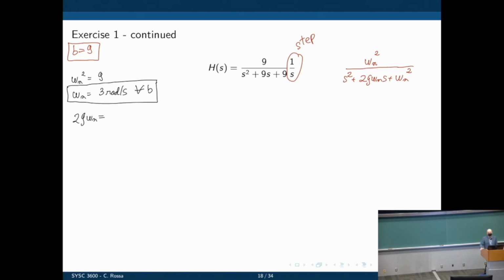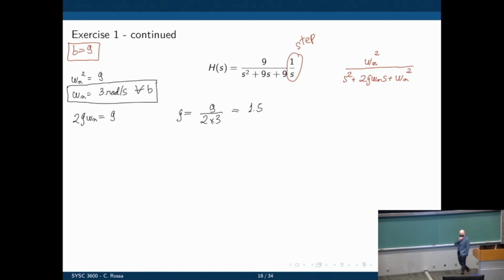What is 2 zeta omega n equal to? 9, right? 2 zeta omega n equals 9. Yep. So we have now zeta equals 9 divided by 2 times omega n, which is 3, and this is 1.5.